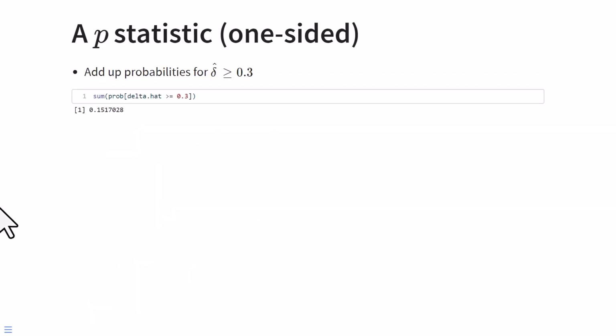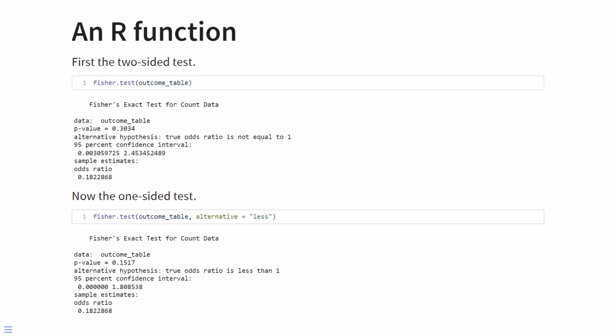If we look back, there's my 0.1517, there's my 0.30. So I'm just showing you here that the function does, as we would expect, exactly what we would do if we did this by hand.